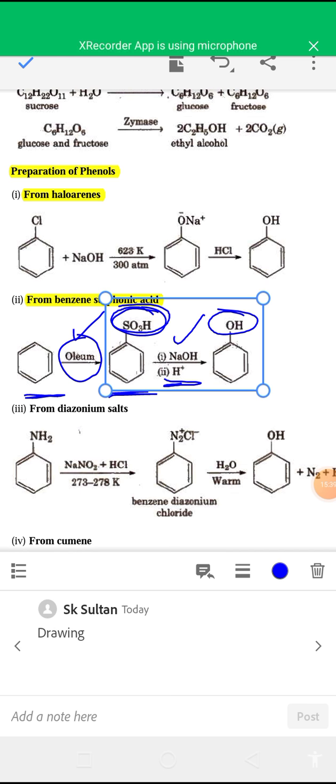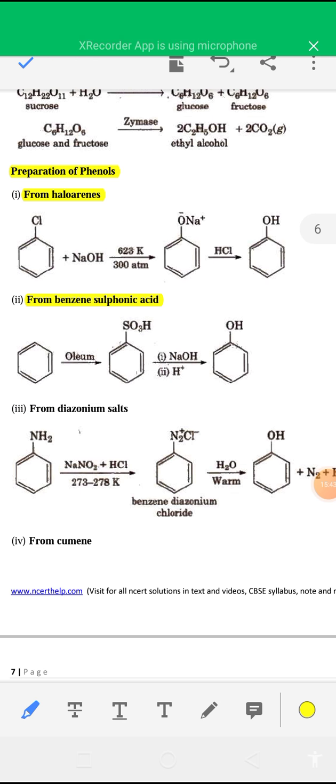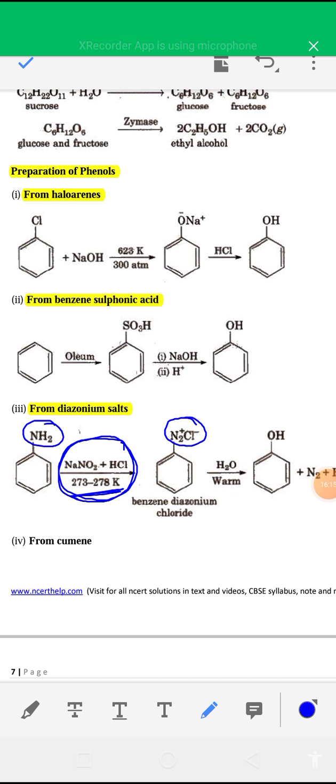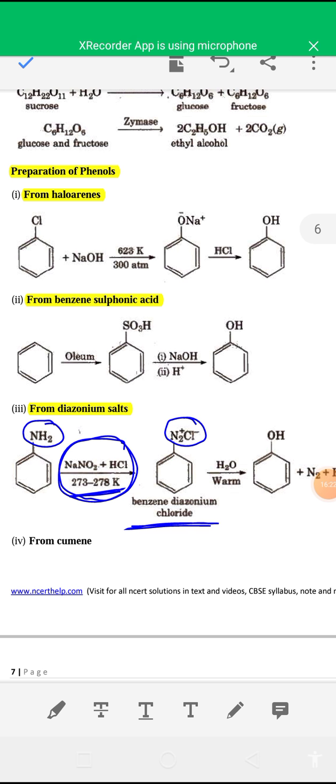The next method of preparation is from diazonium salt. If an NH2 group is present in the benzene ring, it is known as aniline. When aniline, an aromatic amine, is treated with nitrous acid, that is NaNO2 and HCl, at 0 to 5 degrees Celsius or 273 to 278 Kelvin, the NH2 group is converted into N2 plus Cl minus. This compound is known as benzene diazonium chloride, a very important compound in chemistry.